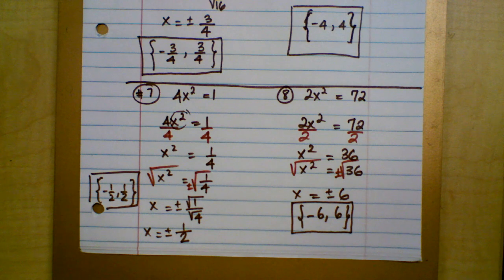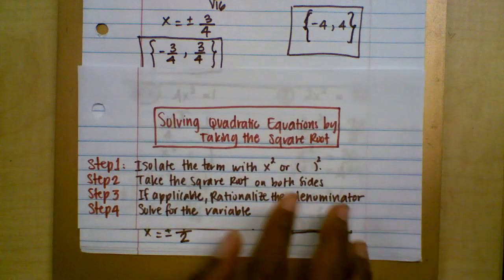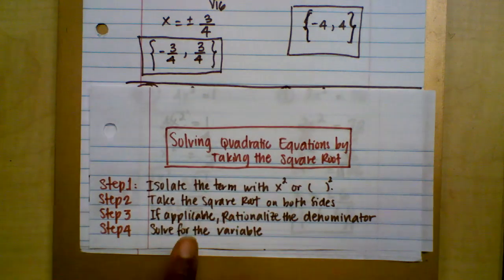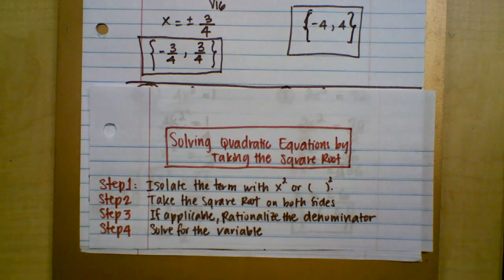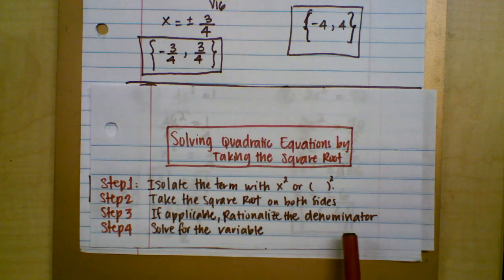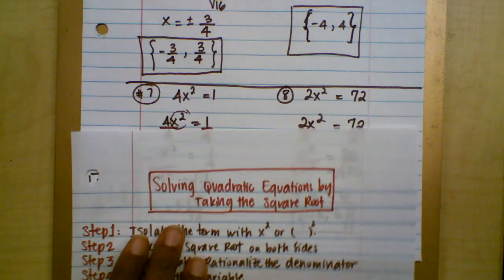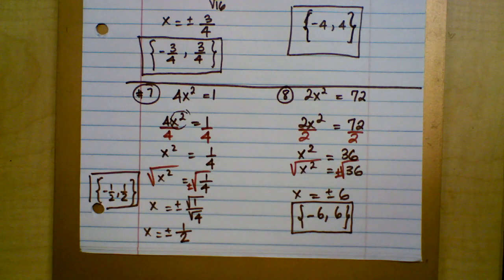So again, how do we solve a quadratic equation by taking the square root? Let's go over the steps one more time. Step one, isolate the term with the square, or x squared. Then you want to take the square root on both sides. If applicable, rationalize the denominator, and step four, solve for the variable. In the examples that I've done so far, we don't need to rationalize the denominator yet. But in the next video, I'm going to give you another one where you have to rationalize the denominator.